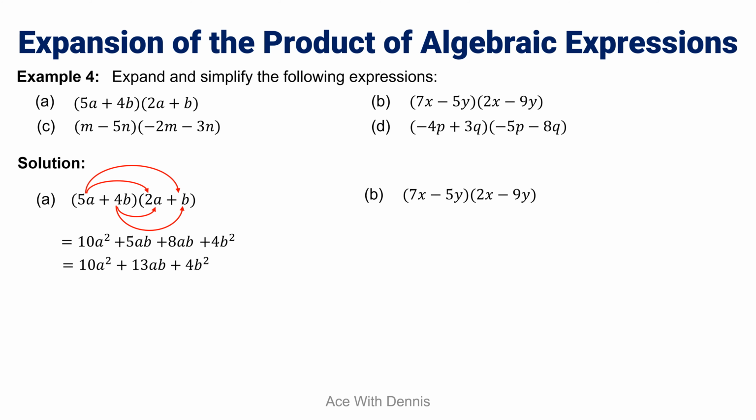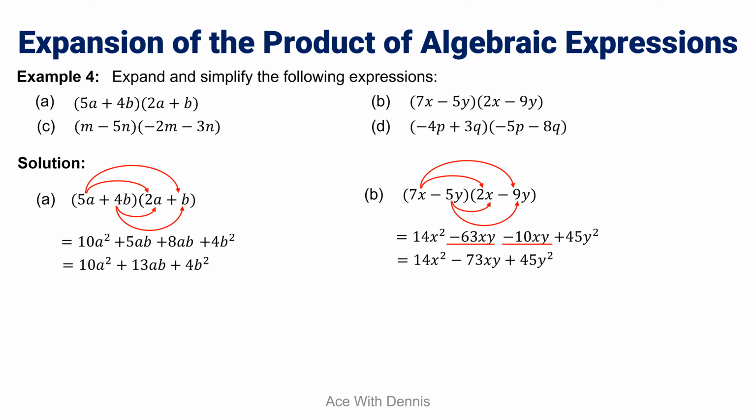For B, (7x − 5y)(2x − 9y). 7x times 2x, we have 14x squared. 7x times negative 9y, we have minus 63xy. Minus 5y times 2x, we have negative 10xy. Negative 5y times negative 9y, we have positive 45y squared. And group the like terms together, we have 14x squared minus 73xy plus 45y squared.